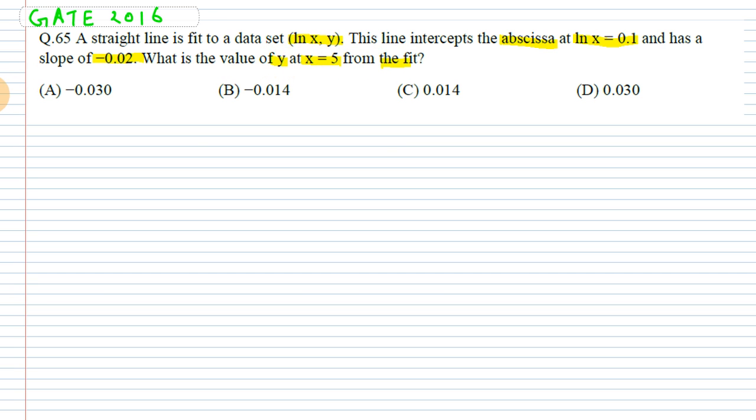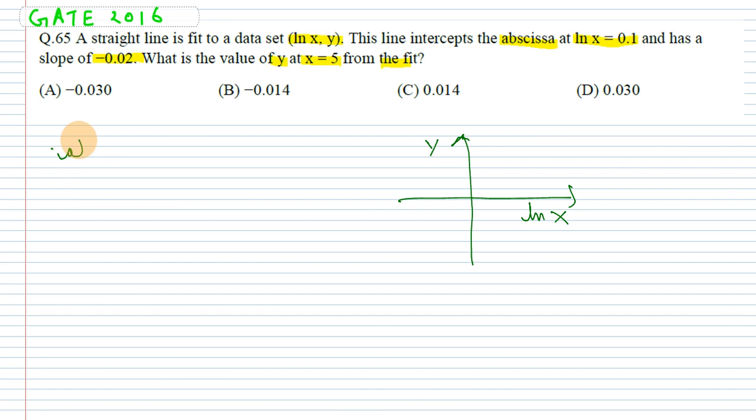Okay, so they have given a Cartesian coordinate equation of sets. Basically, x is ln x and y is y, and we have a straight line which has a data of sets ln x and y, and they have given that the line intercepts the abscissa. So the line intercepting the abscissa means this is basically y equals 0.